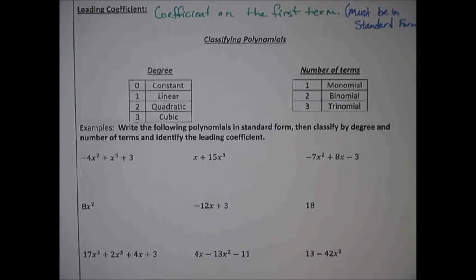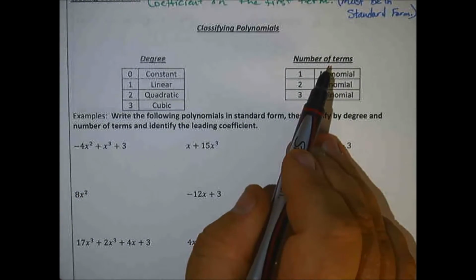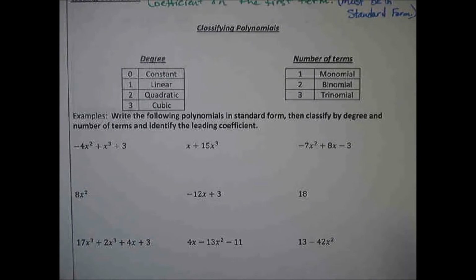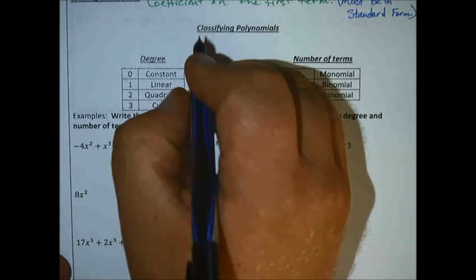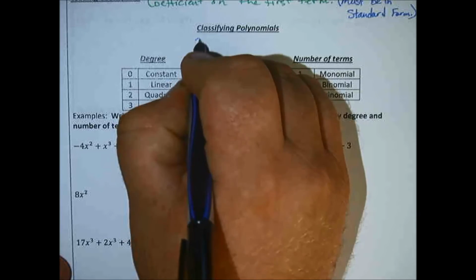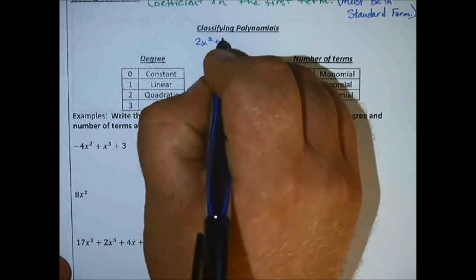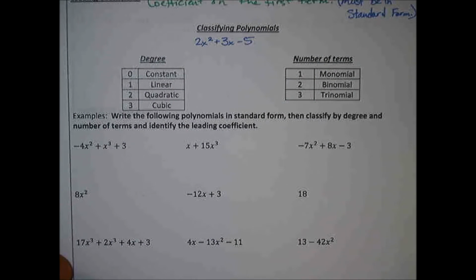All right. So when we're classifying polynomials, we're going to classify them by degree and number of terms. Now, it sounds difficult, but it's actually really easy. Let's say we have an example, let's just go with the one we had up above: 2x squared plus 3x minus 5. That's our example, and it's already written in standard form, so that's nice. The first thing that you'll always have to do is write it in standard form and then classify it, as we say.